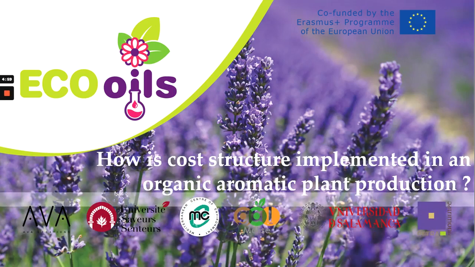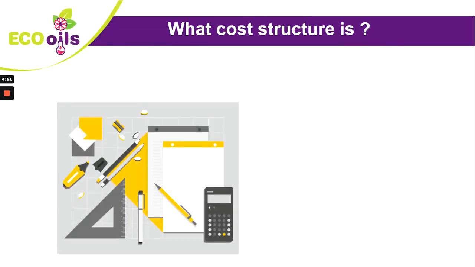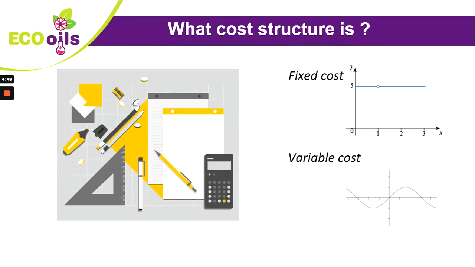Hello and welcome to this EcoOil tutorial about how cost structure is implemented in an organic aromatic plant production. First, what is cost structure? It refers to the types and proportion of fixed and variable costs that the business incurs.